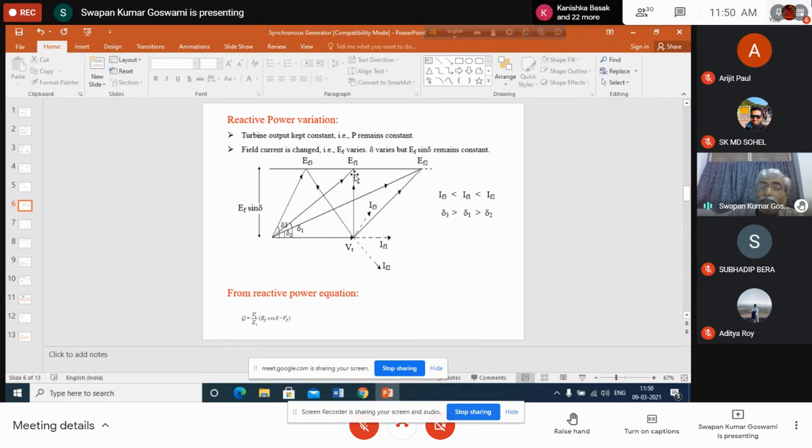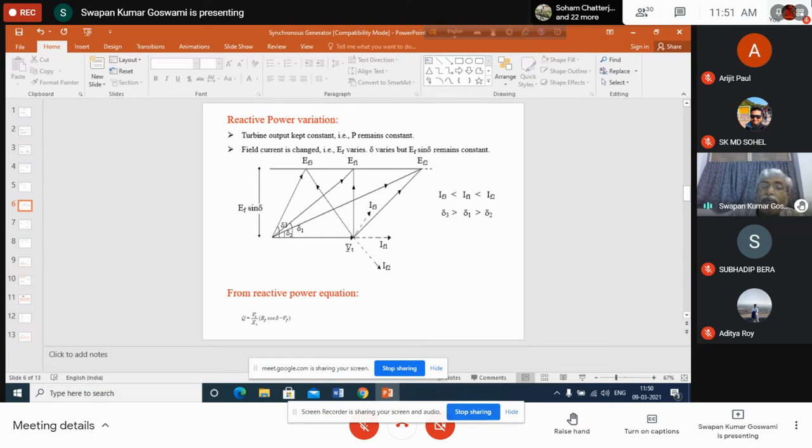So by changing the field current from IF1 to IF2, when IF1 was the field current, EF1 was the induced EMF. When IF2 is the increased field current, IF2 is greater than IF1, EF2 becomes greater than EF1. But you see now delta 2 has become less than delta 1. Now EF2 cosine delta is greater than EF1 cosine delta. So reactive power output is increased.